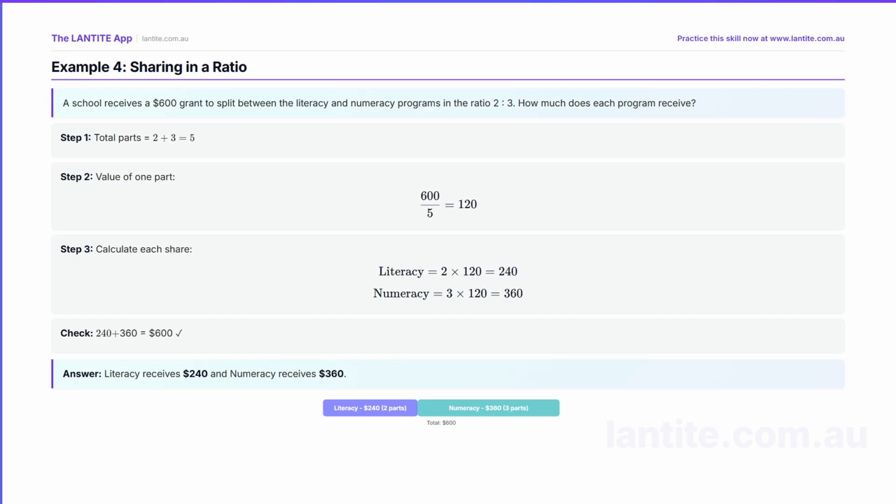A school receives a $600 grant to split between literacy and numeracy in the ratio 2:3. Step 1. Add the ratio parts. 2 plus 3 equals 5 total parts. Step 2. Find the value of one part. 600 divided by 5 is $120 per part. Step 3. Multiply. Literacy gets 2 parts, so 2 times 120 equals $240. Numeracy gets 3 parts, so 3 times 120 equals $360. Always check your answer by adding the shares. 240 plus 360 equals 600. It checks out.